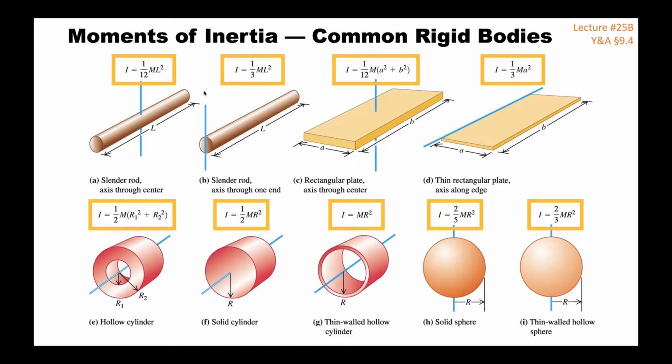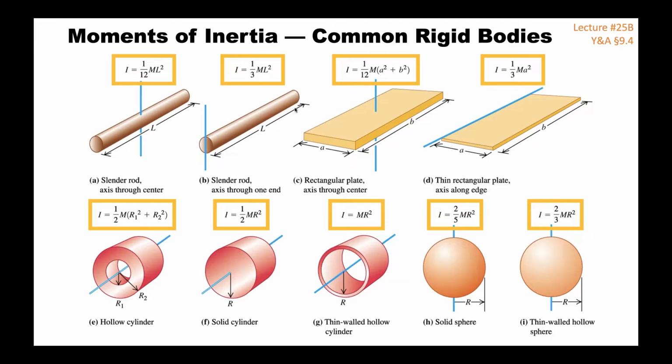If we have a relatively thin rod, then it's 1/12 ml squared if you spin the rod about its center, but it's 1/3 ml squared if you spin the rod about its end. Because once again, same length rod, but we've pushed a lot of this mass much farther away from the spin axis. So it increases the moment of inertia considerably.